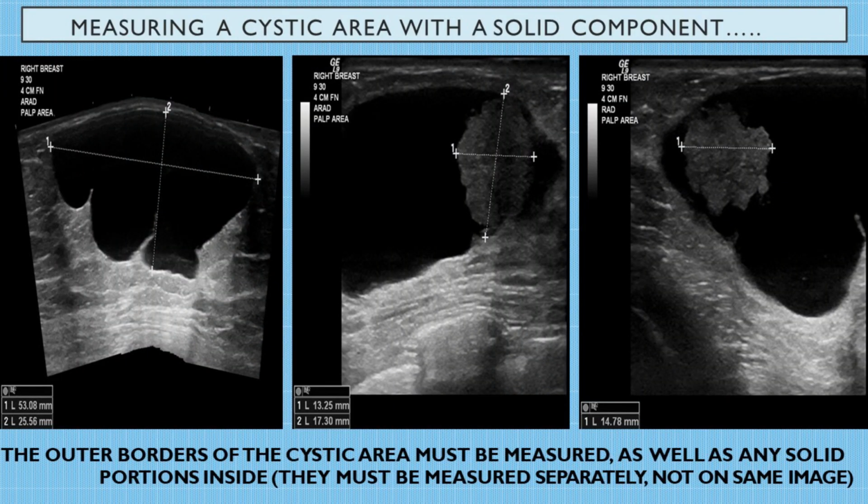When you come across a cystic mass that has a solid component to it, it's critical that you measure both the outer cystic component of the mass. This shows the true size of the mass, and also measure separately the inner solid component of the mass. And it's important that these two measurements are done on separate ultrasound images and not done all on the same ultrasound image. Both the outer cystic component and the inner solid component should be measured in 3 dimensions.